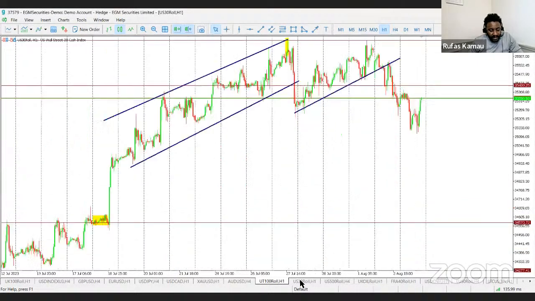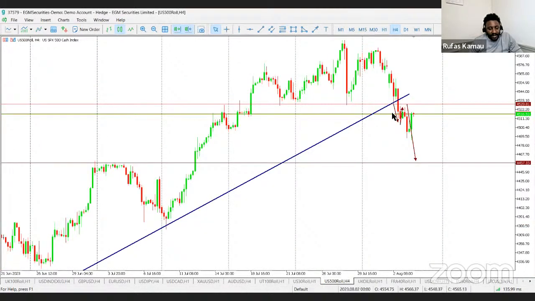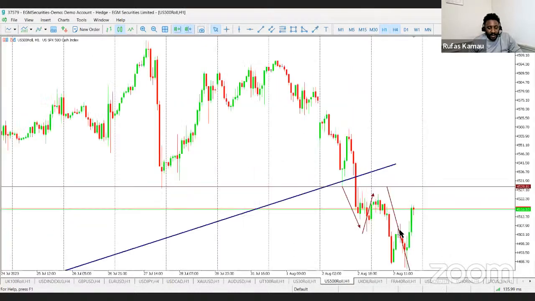Same case is happening with the US 30. After a very sharp drop, you can see the reversal happening, the market basically erasing all the losses it had made early in the morning. And then for the S&P 500, we were expecting some further drop towards 4,457. This did not happen. You can see the market made quite an impressive recovery, and right now, I think we have erased all the losses we had early in the morning.